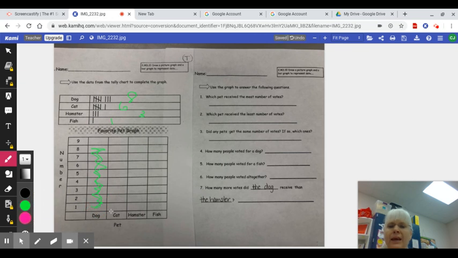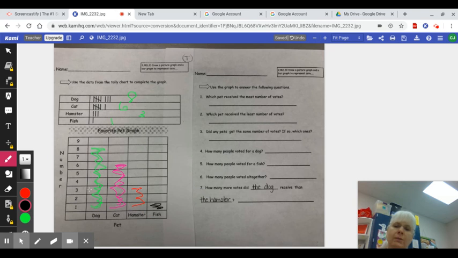And then cat is going to be colored all the way up to the number 6, nice and beautifully. And hamster will get colored all the way up to the 3. And fish will just get 1 little box colored in because 1 person picked fish.